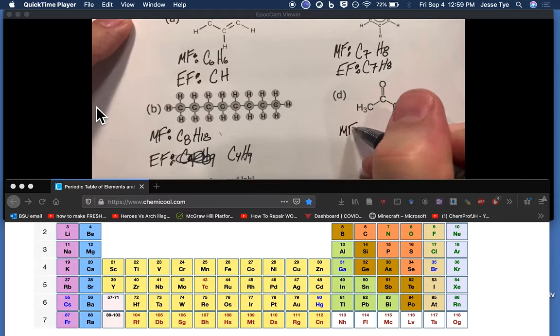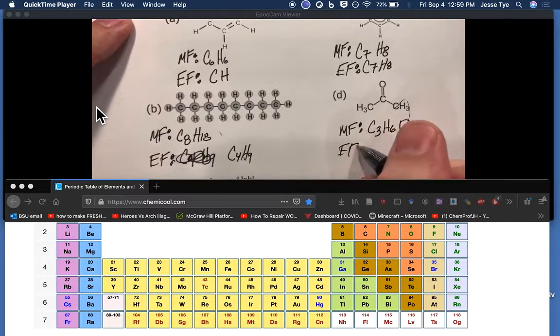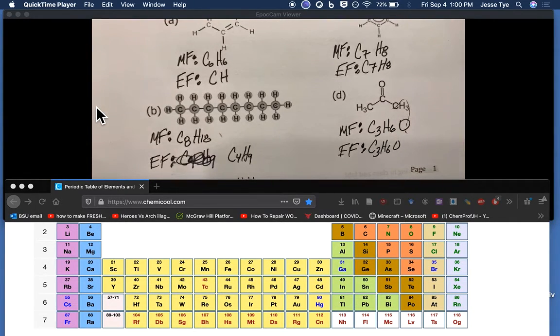And finally we got acetone here. Its molecular formula is C3H6O. And let's see if we can simplify it. Well, we could divide this one by 3 and this one by 3, but we can't divide this by 3. There's just one oxygen, so in this case, C3H6O is also the empirical formula.